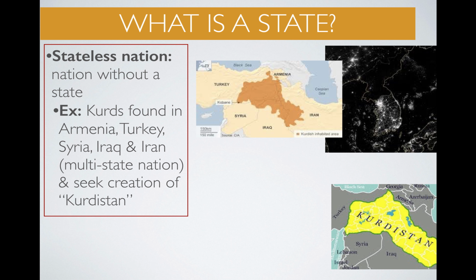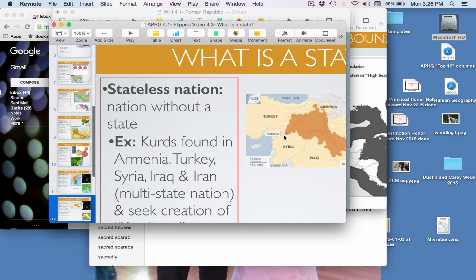Now, finally, to really layer it on here in the confusion, we also have what's called a stateless nation. So that's going to be a nation, a culture group, without a state, without a homeland, without an area to call their own. I'm sorry, this Korea map should go away. So let's take that out.